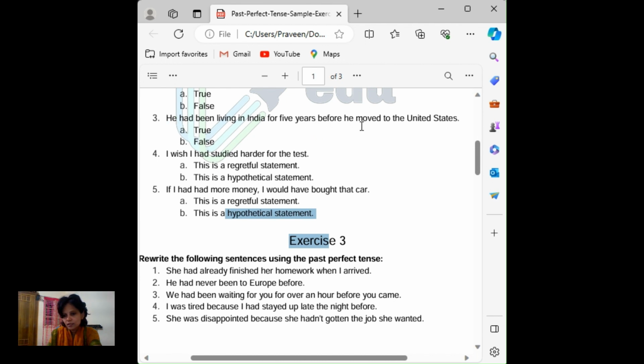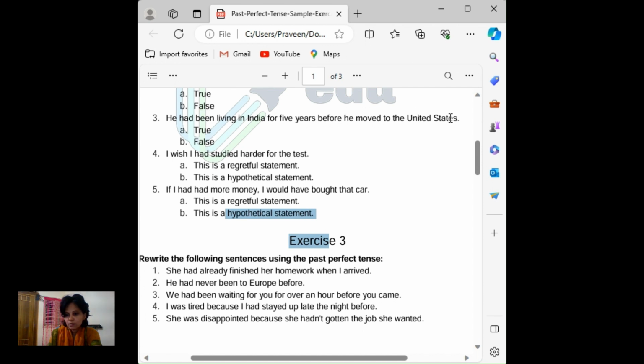Now he is not here. He is in the US. It's true. Before, the guy has gone to the US. He was here. He was living in India for 5 years. Now he is not here. He is not living in India. Now he is living in the United States. Before he lived in India. Now he is in the United States.